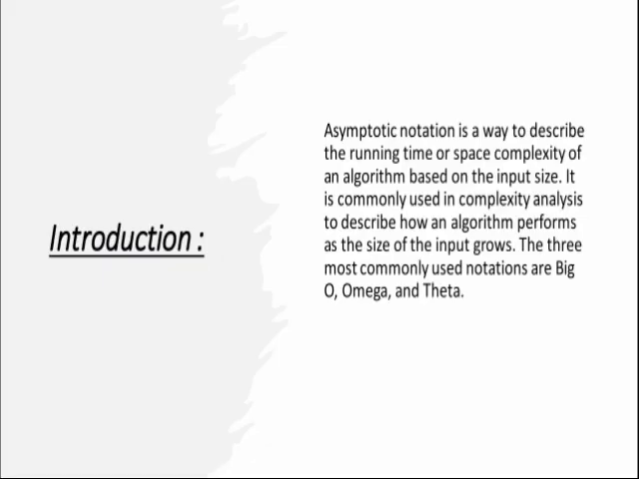Asymptotic notation is a way to describe the running time or space complexity of an algorithm based on the input size. It is commonly used in complexity analysis to describe how an algorithm performs as the size of the input grows. The three most commonly used notations are big O, omega and theta.